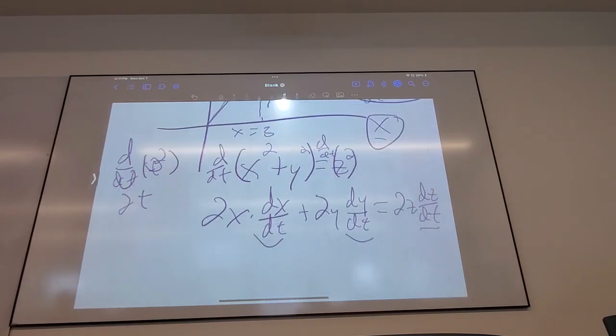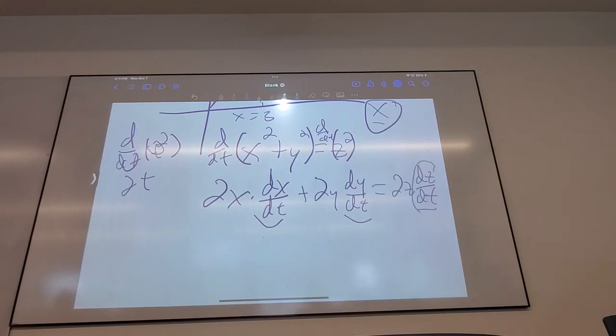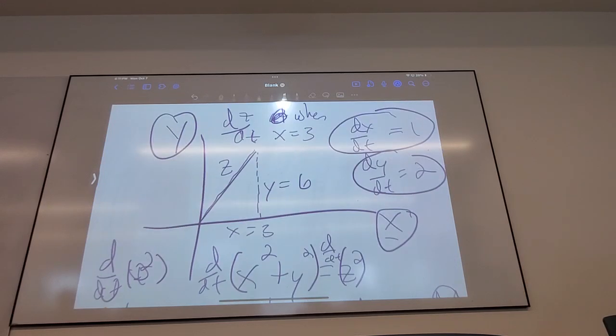What else do I need to know? This is the only thing I don't know, so I can solve for it. So what else do I need to know? That z. How do I get z? Just use that. So 3 squared plus 6 squared, 9 plus 36 is 45. Square root of 45 is 9 times 5, so 3 rad 5.